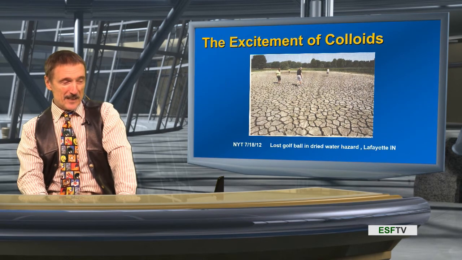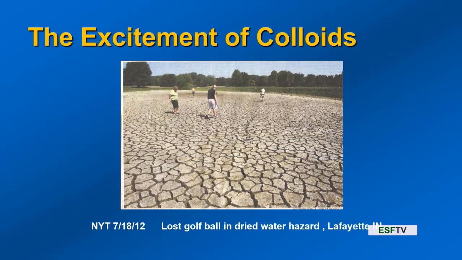This picture shows a rather striking place on a golf course where there was a lost golf ball, and this came out of the New York Times. It was some 8 or 9 years ago, but it's kind of neat. Here they are playing golf, and of course, this is worse than a sand trap, right? Because the golf ball kind of disappears.